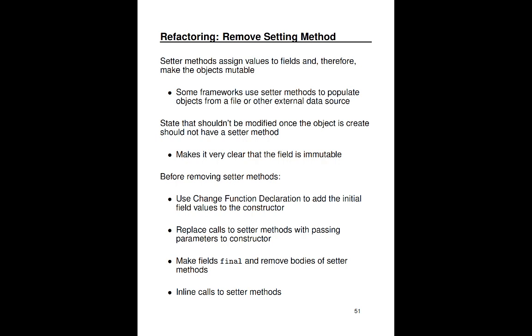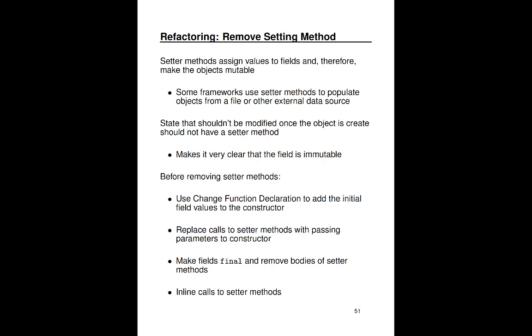However, if logically you've got data that shouldn't be modified once the object is created, then you shouldn't have a setter method, because that gives the ability for any code to change that value. Not having a setter method makes it very clear that that field is immutable, that once the object is created, that value should not change. So if it's appropriate to do so, we should remove those to make it, again, very explicit what's immutable.